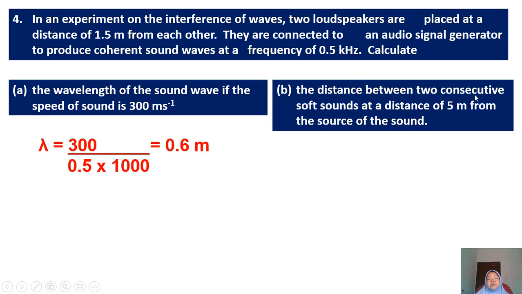Next, the distance between two consecutive soft sound. I think this is x, right? Distance D is 5 meter, a is 1.5, lambda is 0.6, right? So 0.6 times 5. Again, same unit, so no need to convert. So you have 2 meter.